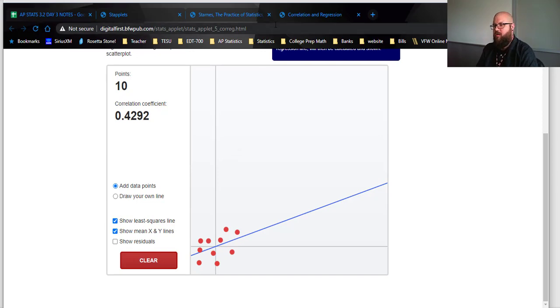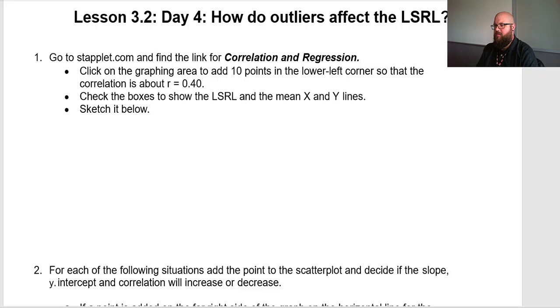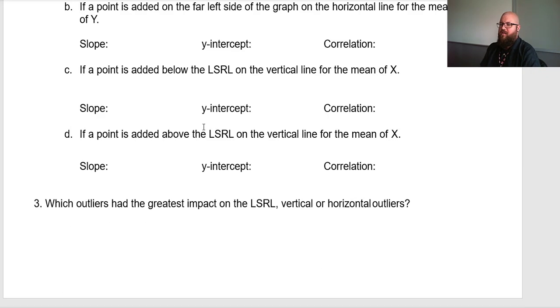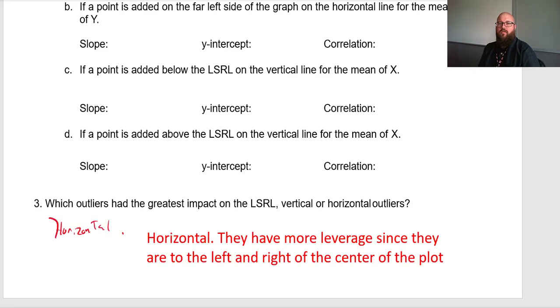So one other question it had here on the setup was, after playing around with some of these dots, which outlier had the greatest impact on the least squares regression line, the vertical or horizontal outliers? You should have seen that the horizontal ones had more of an effect because they have more leverage, since they are to the left and the right of the center of the plot. So they're pulling that slope down, pulling it up, making the y-intercept change quite a bit.